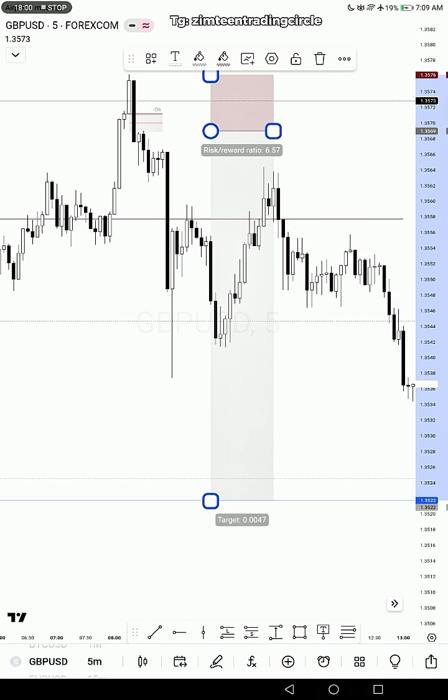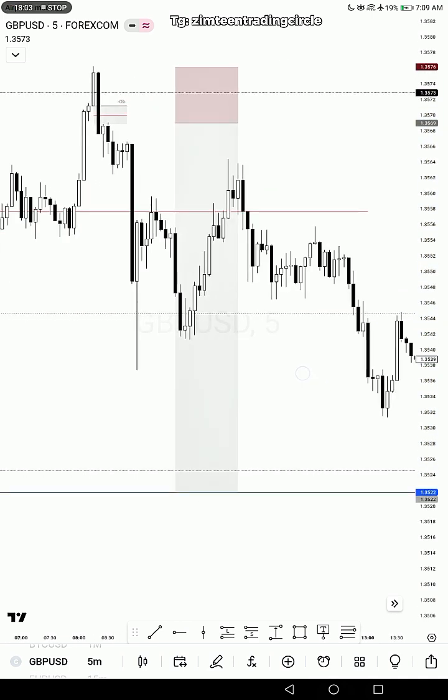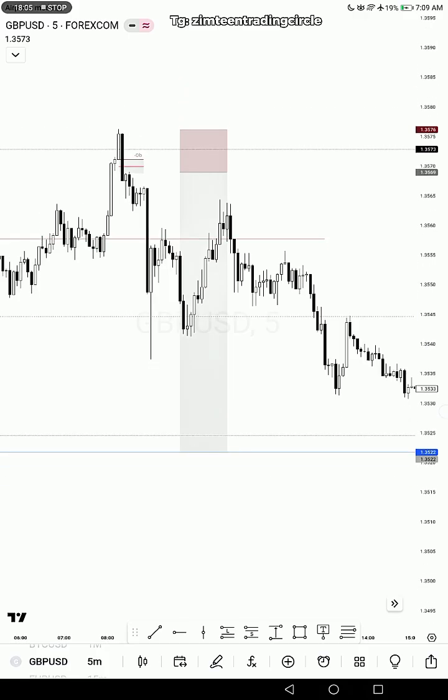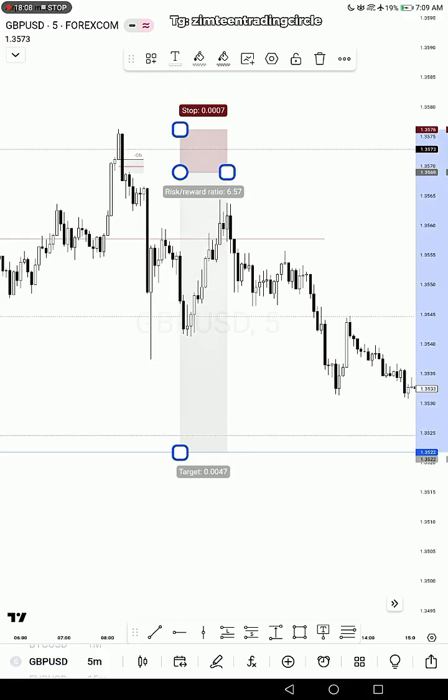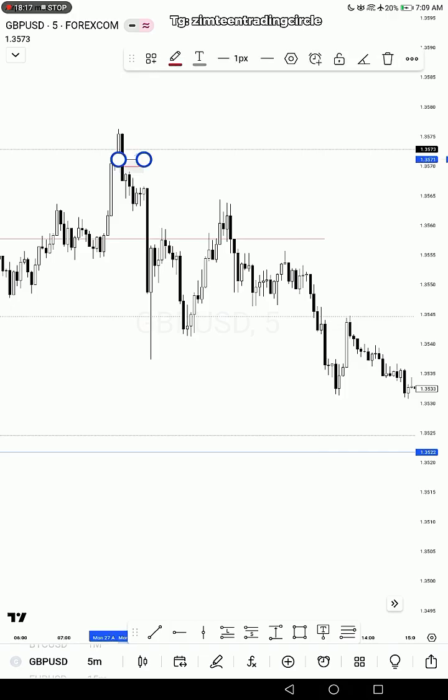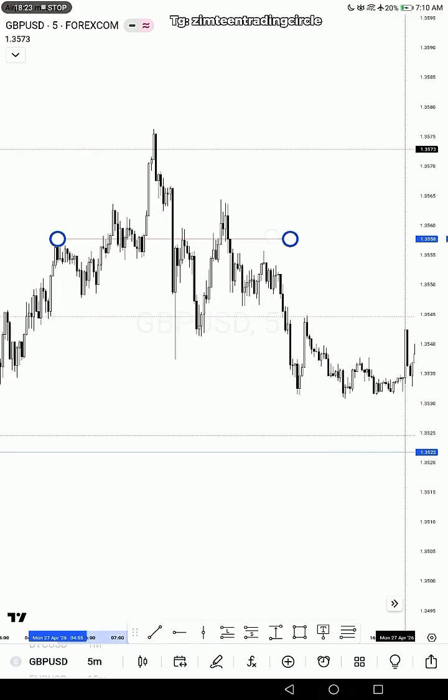So that's just rounding up the Monday price action. Monday gave us a 6RR trade only if we were observant. Now going to the Tuesday's price action. Let me delete all this. I don't really like my chart to be messy.